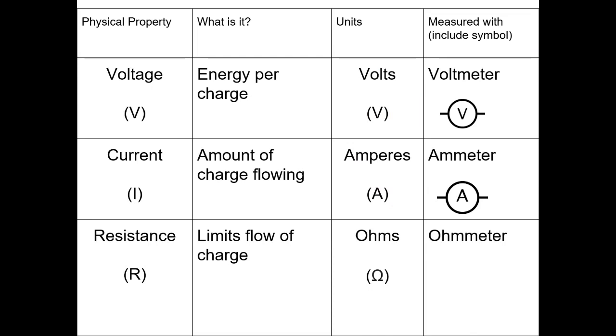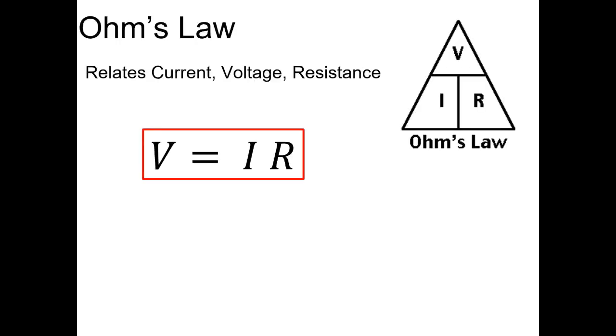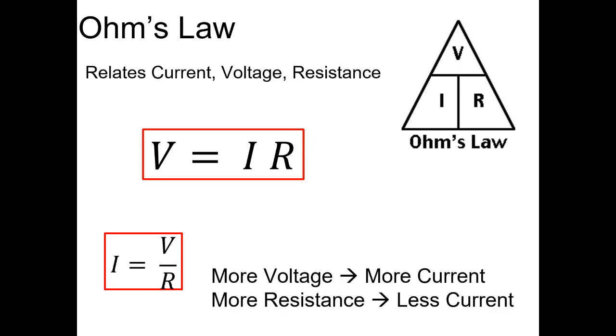Okay, so just to recap, our physical properties, just what they are, units that we use, and then how we measure those things. Okay, so next up, we'll talk about how these three things are related. Ohm's law is V is equal to IR. Okay, so we can also rearrange that formula to find different quantities.